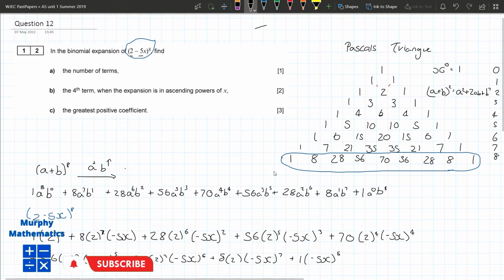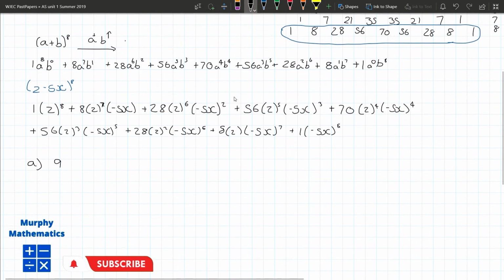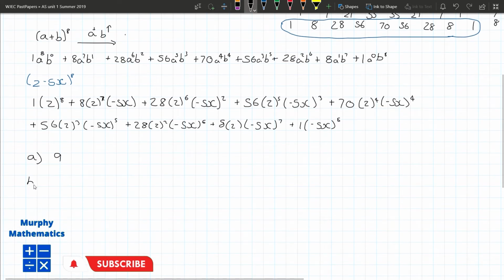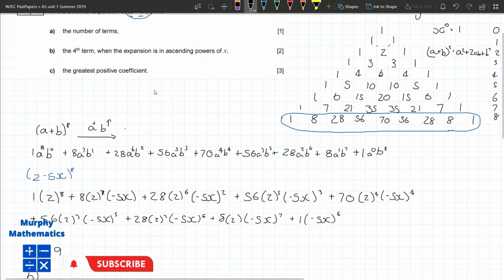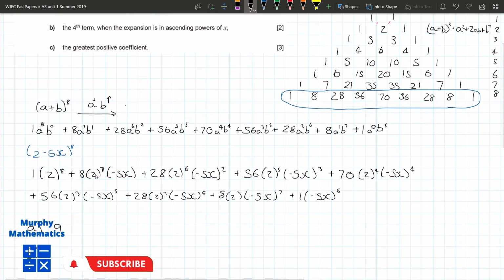So let's try and find the fourth term when the expansion is in ascending powers of x. So b. Do we have ascending powers? Yes. Here our x powers are slowly going up. So here will be x1, here x2, here x3. So we have it in ascending order. We ask for the fourth term, so we're going to have 1, 2, 3, 4. So this is our fourth term.